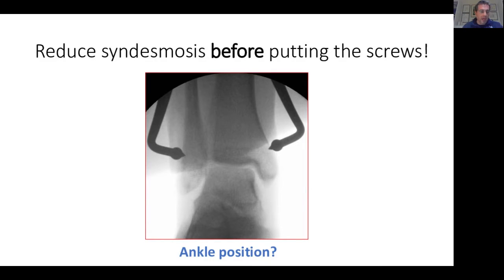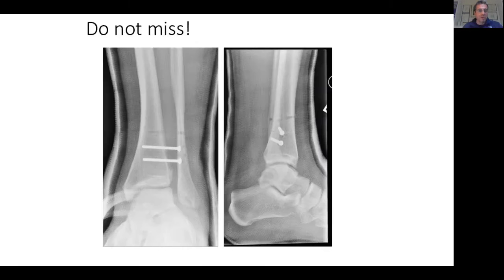How do you assess reduction? Arthroscopically or open through your surgical approaches. That's the best way to confirm. If you have an intraop CT scan, that's fine. That will give you the answer. But most people here do not have an intraop CT scan.